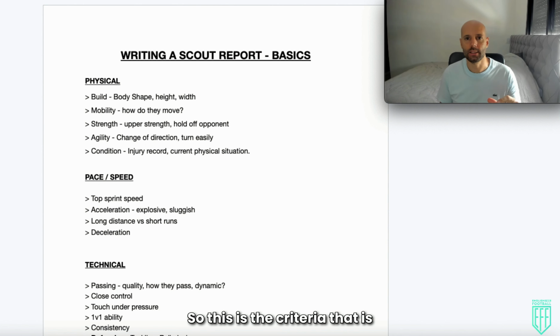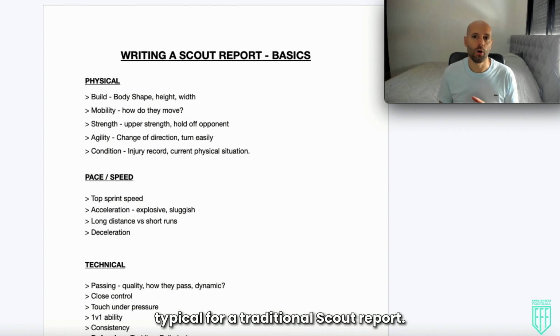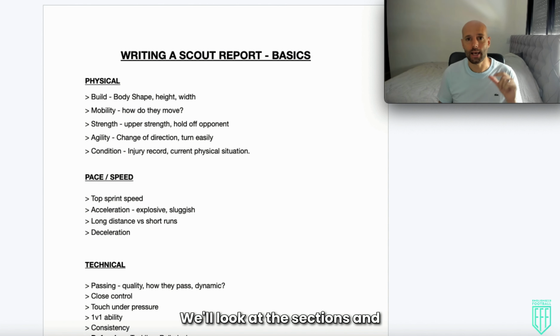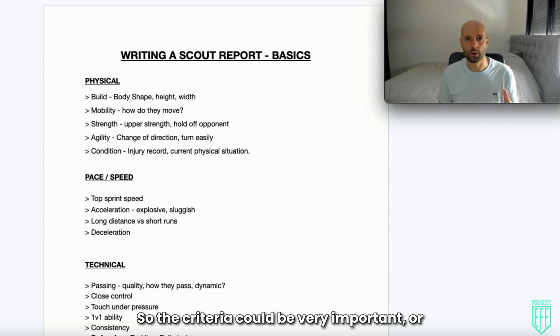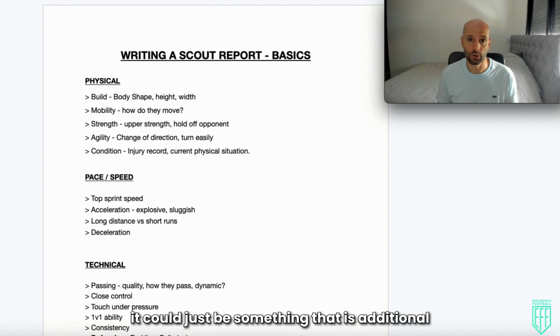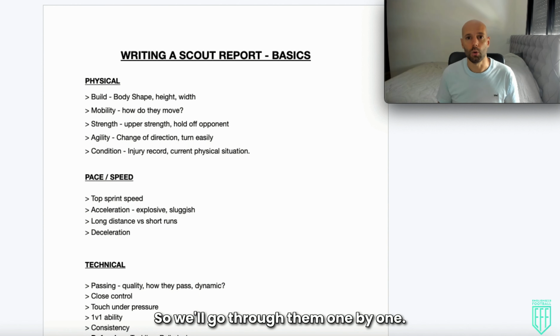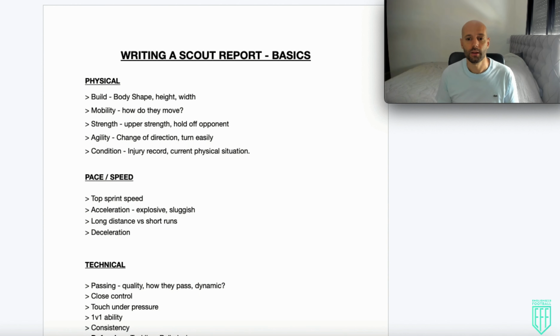This is the criteria that is typical for a traditional scout report. We'll look at the sections and what to include in each section. The criteria could be very important, or it could just be something additional that needs to go in there. So we'll go through them one by one.